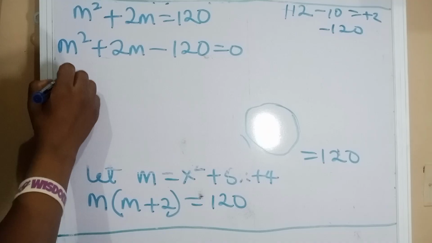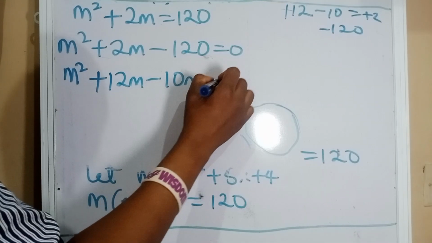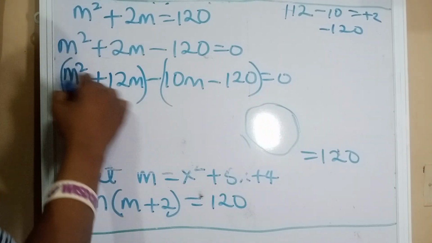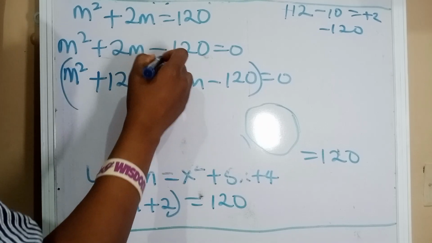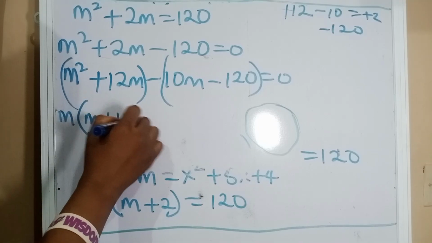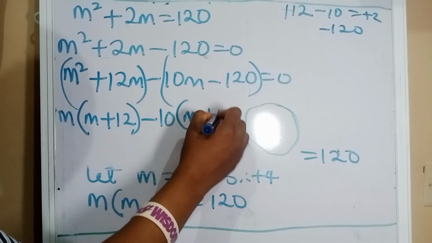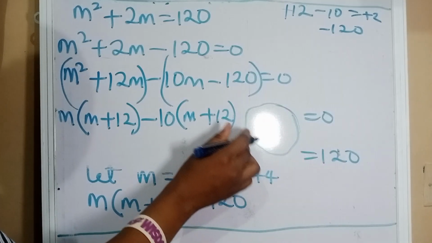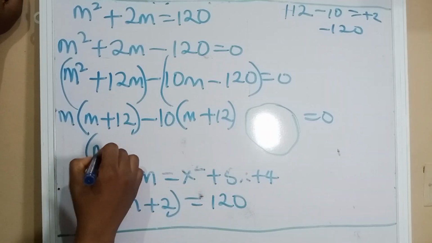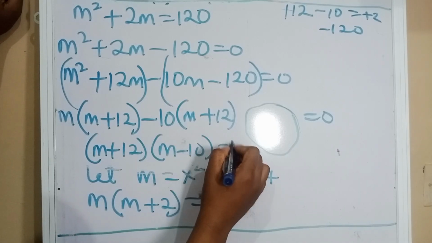So let's substitute that now. Plus 12m minus 10m minus 120 equal to 0. So we factorize by grouping. So we have m out to give us m plus 12, and we have what's common here, 10, times m plus 12 equal to 0. So we have something common, which is m plus 12, and the ones outside, m minus 10 equal to 0.